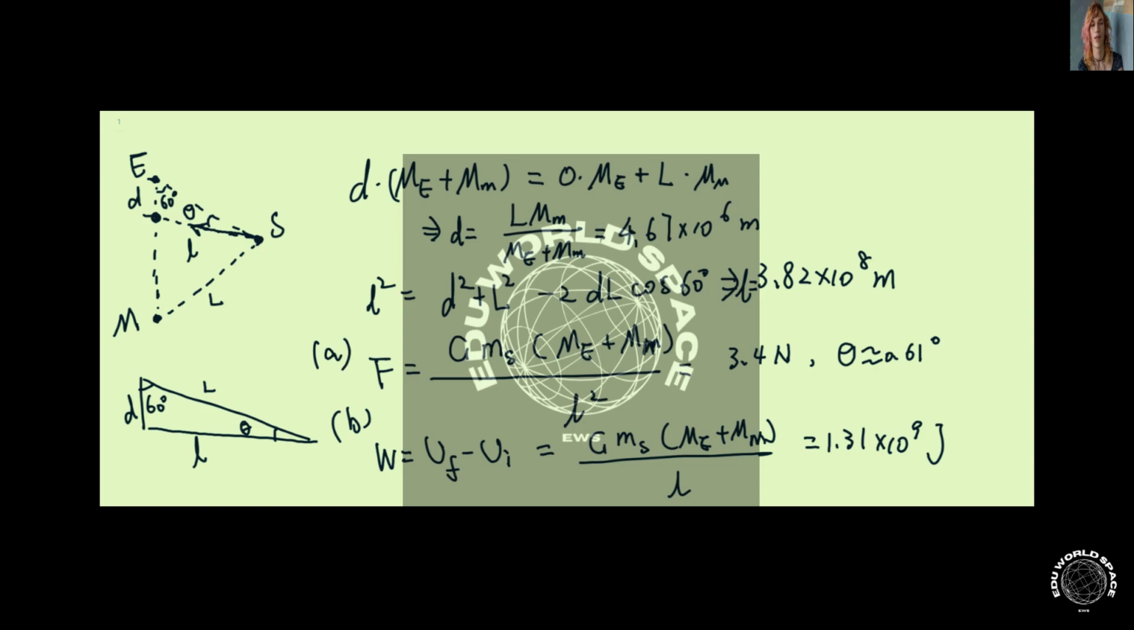For question B, we need to move the satellite to an infinite point. At the infinite point, the final potential is 0. And the initial potential is the potential we have when the satellite is here, right? So the work is the final potential minus the initial potential. So basically it's the negative of the initial potential, which is G times the mass of the satellite times the total mass of Earth and the Moon divided by small l, and the value is 1.31 times 10 to the 9 joules.